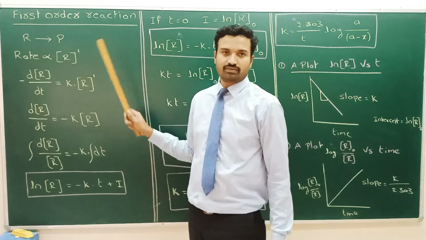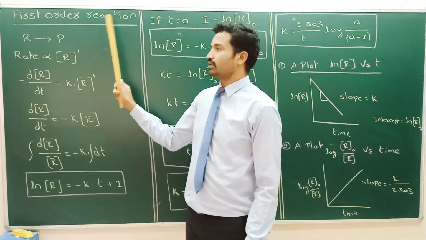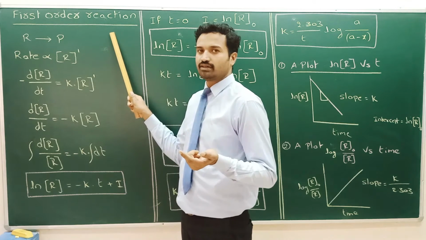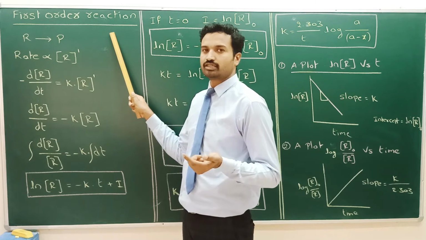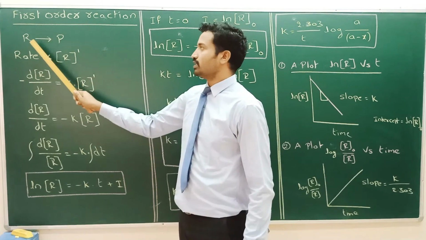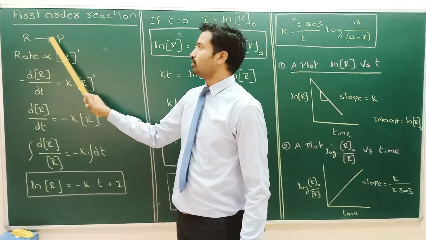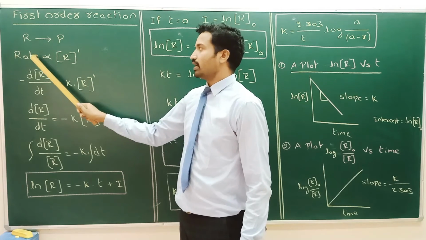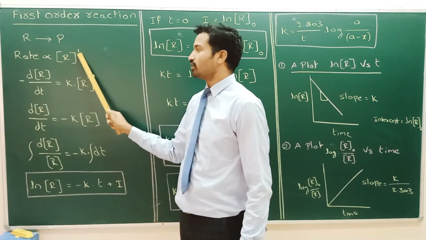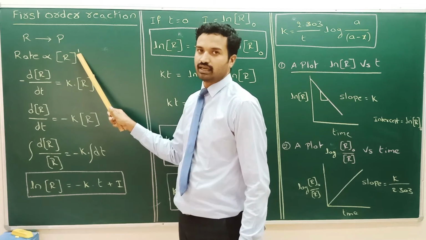We discussed zero order reaction. Now first order reaction. The definition of first order reaction is that the sum of the powers of the concentration terms involved in the experimental rate equation is equal to 1. General equation: reactant to product. Rate of reaction is proportional to the concentration of reactant to the power of 1, so it is a first order reaction.